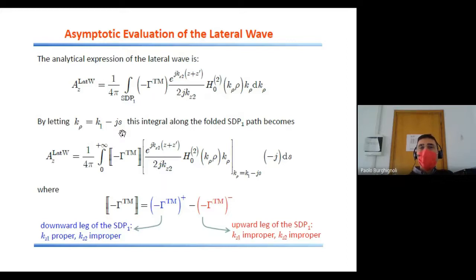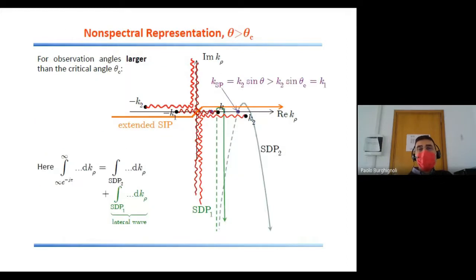If you wish to integrate only once from 0 to infinity, what you can do is to fold the integrand. That is, you integrate the difference of the integrand. That is, you calculate the integrand on the top sheet, and then you subtract the integrand on the bottom sheet. You need to subtract because the direction of integration is opposite on the two legs.